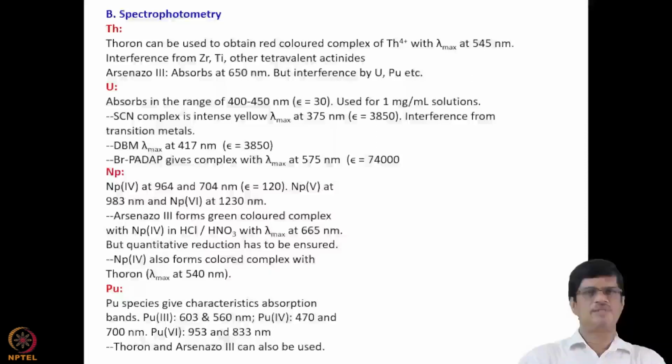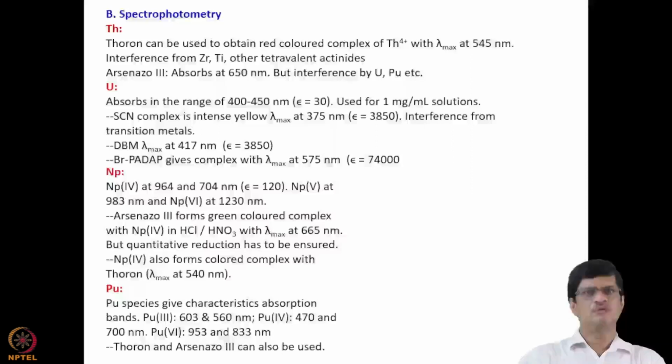Dibenzoyl methane, or DBM, forms a complex with the uranyl ion with a lambda max value at 417 nanometer, with an epsilon value again very close to this thiocyanate complex, that is 3850. Bromo-PADAP is another ligand which is used for complex formation with the uranyl ion. It has a lambda max value of 575 nanometer with epsilon value of 74,000. So it's a very high absorption, and a very low concentration of uranium can be estimated by this method.